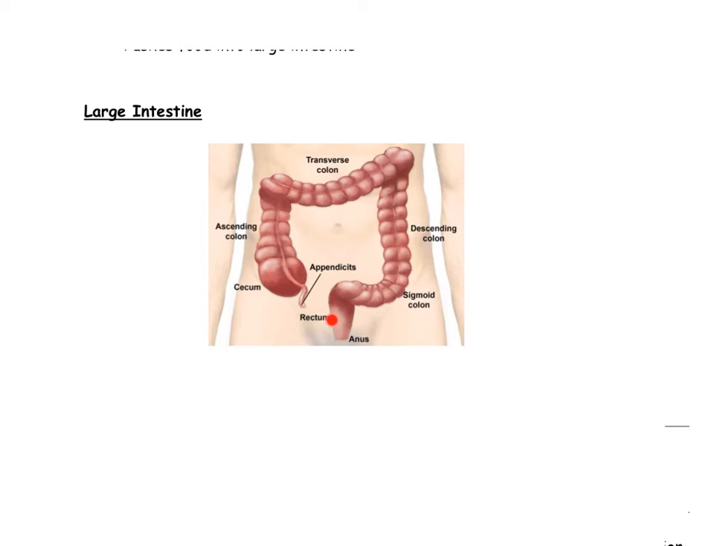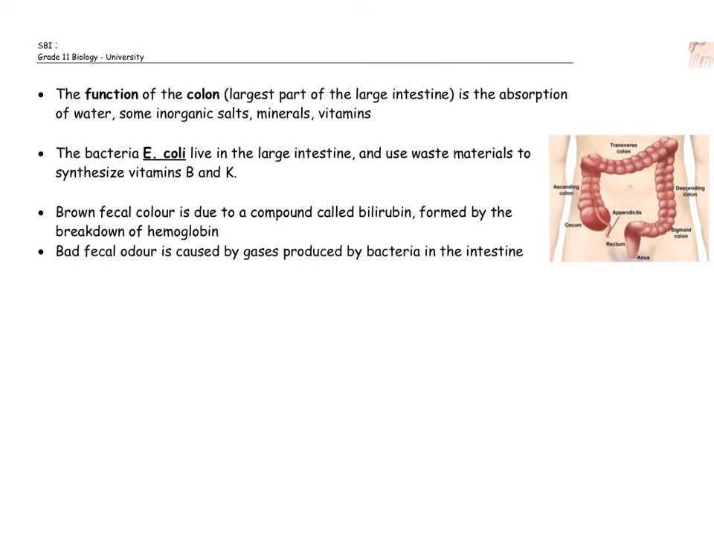The rectum is just a storage place for our fecal matter, our waste, and then our anus is a sphincter that controls the movement of materials out of the rectum. So now we've got some time to write a few things down. The function of the colon or the large intestine is primarily the absorption of water, right?